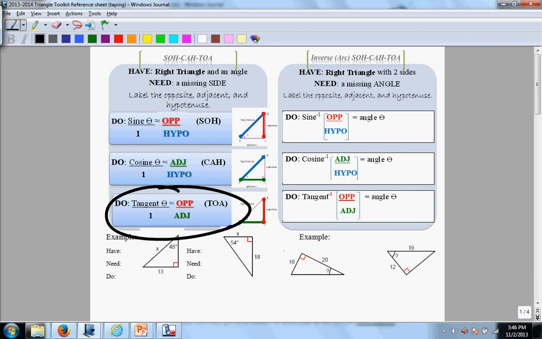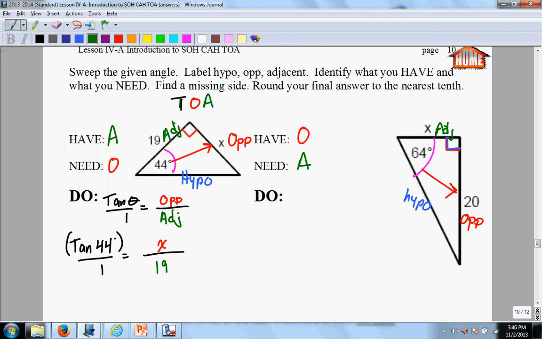So once again, we're working with tangent. So we do tangent of theta over 1 equals opposite over adjacent. But Miss Way, I just wrote it on the left. I don't care. You will rewrite the equations every single time. Yes, you'll be rewriting the same thing several times. That helps your brain remember.